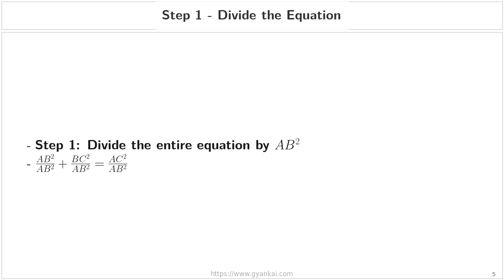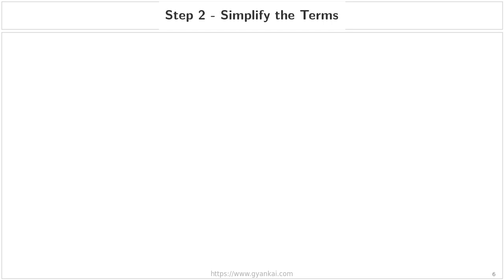Ob squared divided by ob squared plus bc squared divided by ob squared equals ac squared divided by ob squared. This algebraic manipulation is the key that will allow us to simplify the expression into trigonometric ratios in the next step. Step 2. Simplify the terms.